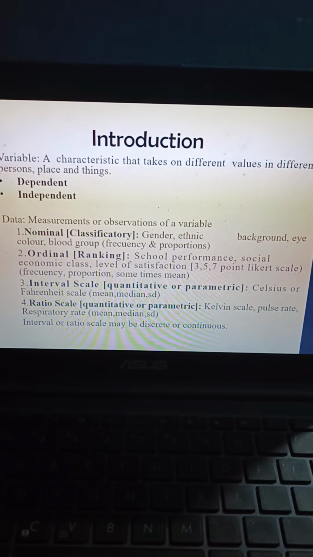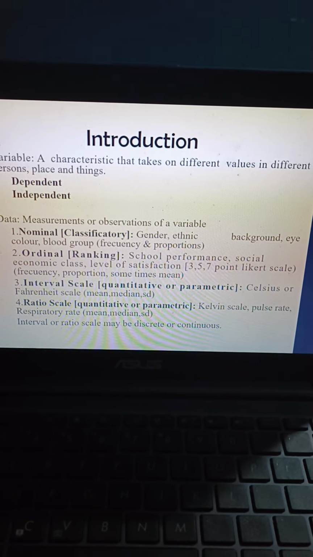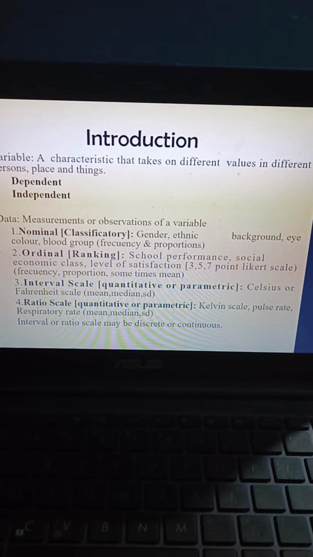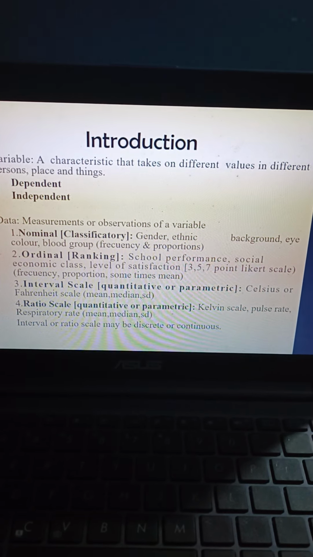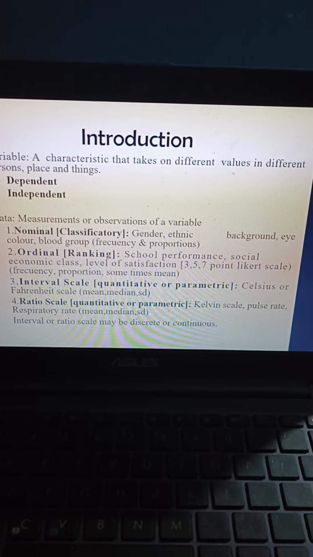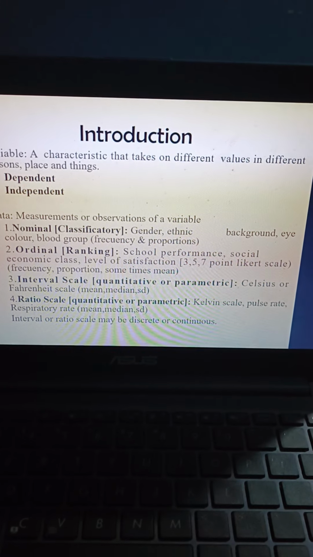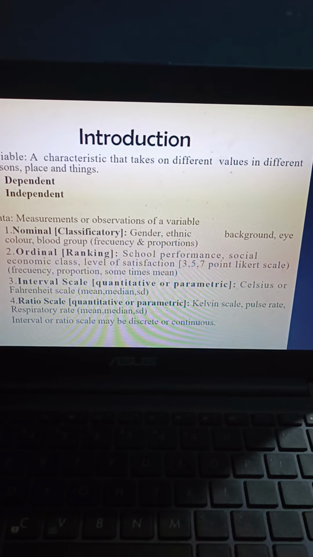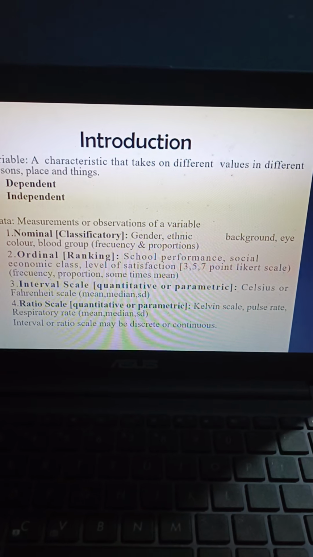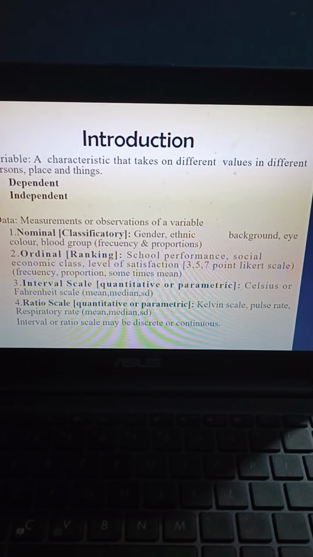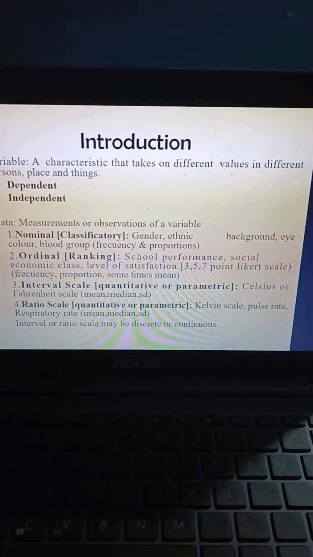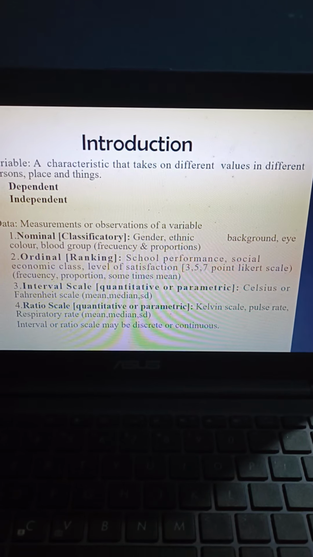Data is the measurements or observations of a variable that can be nominal, that is classificatory, for example gender, ethnic background, color, blood group, eye color, with frequency and proportions. And ordinal, that is ranking, for example school performance, socioeconomic class, level of satisfaction, 3, 5, 7 point Likert scale, with frequency, proportion, sometimes mean.